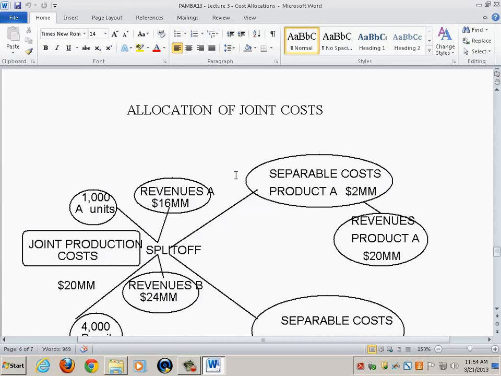Allocation of joint costs. Now, joint costs happen very often in production of goods or rendering of services. Joint costs are costs of using common resources or joint resources to produce more than one product or render more than one service, either because the nature of the production process requires it or because it's more cost efficient to do so.